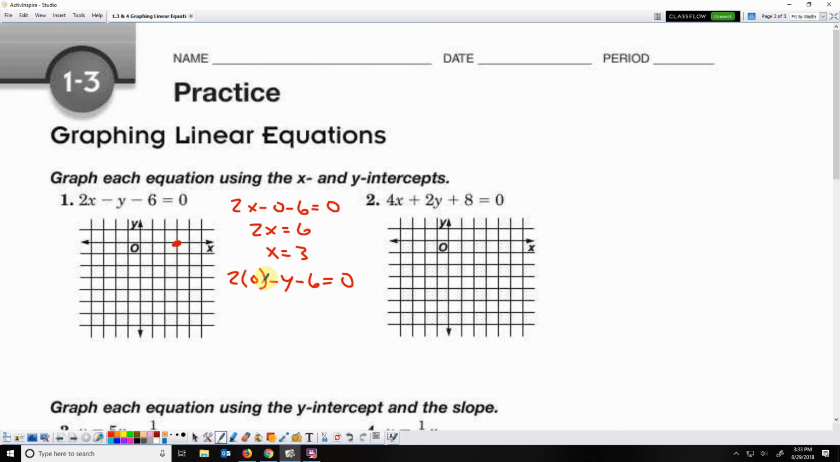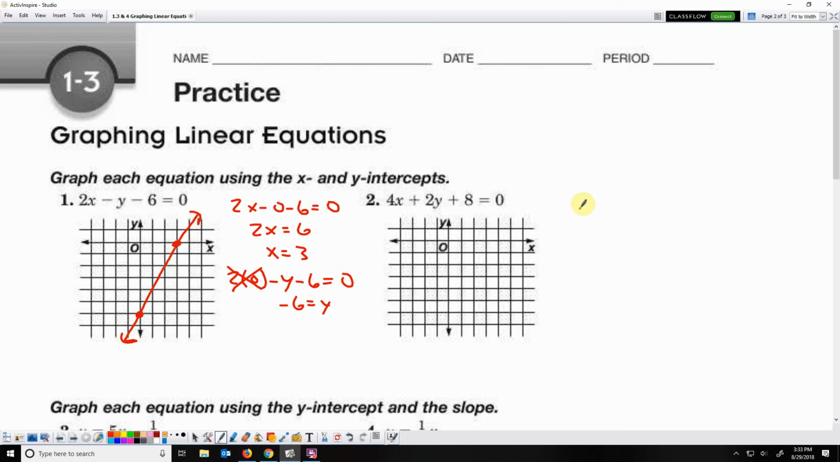To find the y-intercept, we set x equal to 0. Okay, so we've got 2 times 0, which is 0, so we can ignore that. And let's move this y over. Since it's negative, we get negative 6 equals positive y. The y-intercept is negative 6. So our line looks about like that.